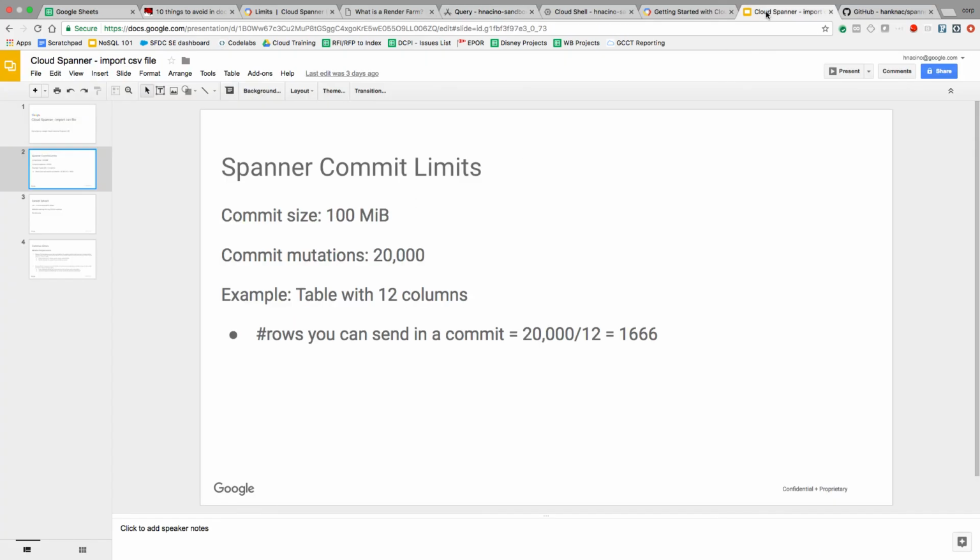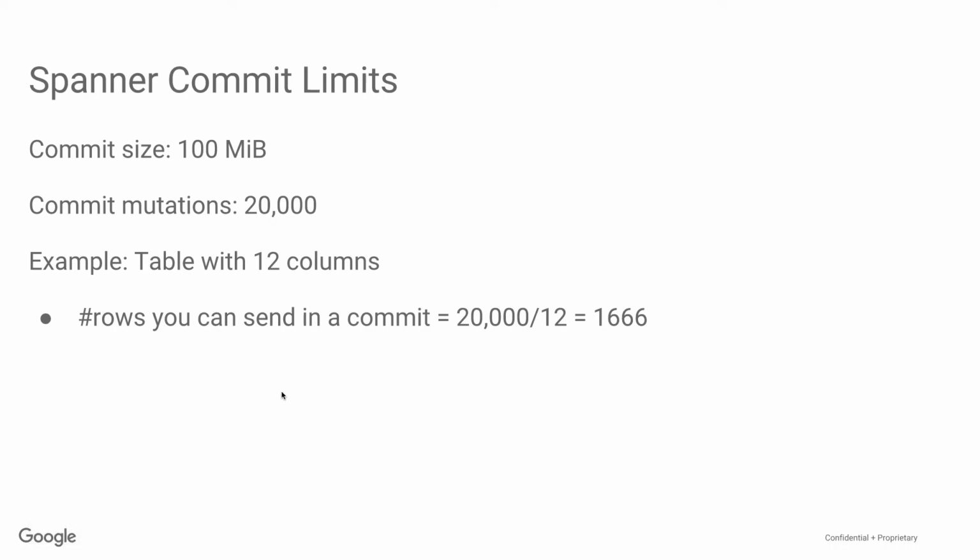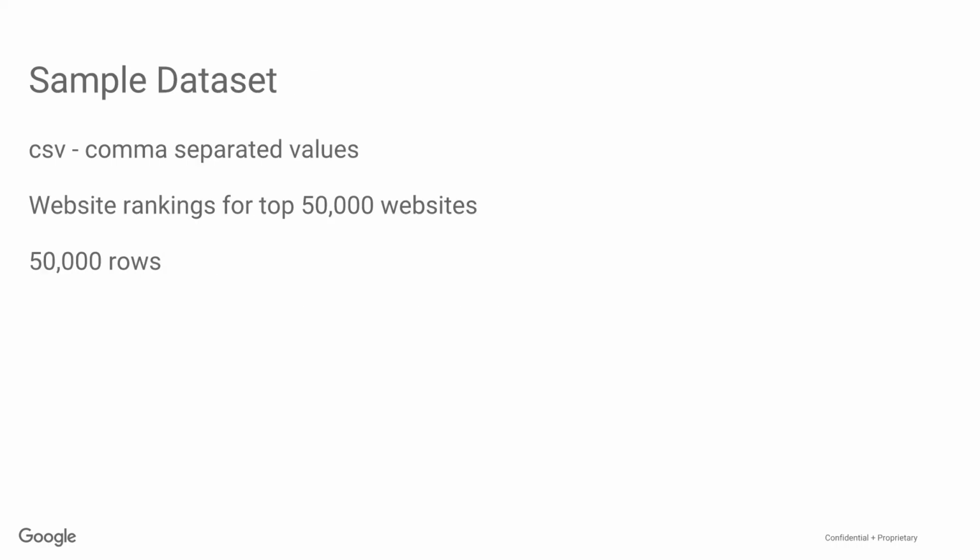So let's go back to the slides and finish this up. We just saw this in action where I put the number of rows greater than 1666. I made it 1800, and 1800 was too big, given that I had a table that had 12 columns. So we got the maximum number of mutations error. Again, a little review: the CSV file, or comma separated file, that I used contains the website rankings for the top 50,000 websites. In my case, I had 50,000 rows in this CSV file. On the internet, I think it actually has up to 1 million rows, but I cut it shorter for this example.